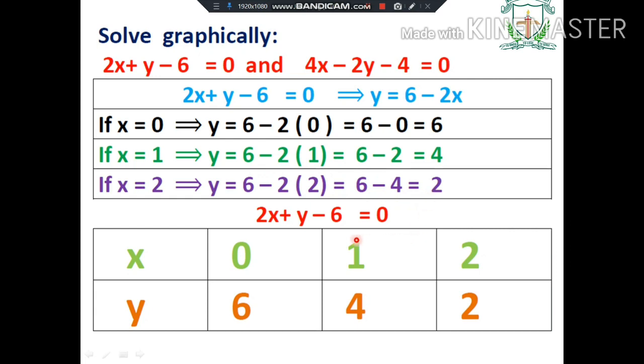Dear children, make a table for this. Write the given equation above the table. 2x plus y minus 6 is equal to 0 is the table. Now form a table x, y. Now for the value of x 0, we get y 6. Enter here 0, 6. When x is equal to 1, we got y is equal to 4. Enter here 1, 4. And x is equal to 2, y is also 2. Enter here 2 and 2. Similarly, for the second equation, we have to make a box like this.